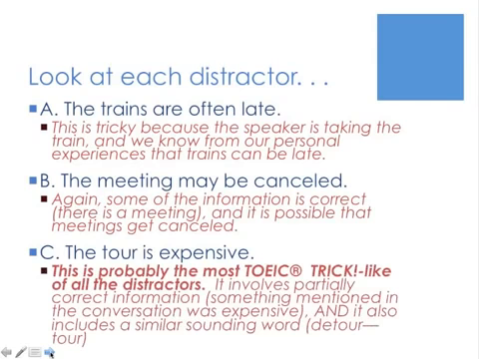C is probably one of the most TOEIC-like tricks on the test. It has some partially correct information. So for example, something was expensive, but it wasn't the tour. And of course, tour was the other trick. It was a similar sounding word. It was detour. So notice in each one of these, finding the answer was a little bit more difficult. Of course, the answer is D. But the idea here is that in each one of these, there's something that might be correct. We just have to get the information correct completely.